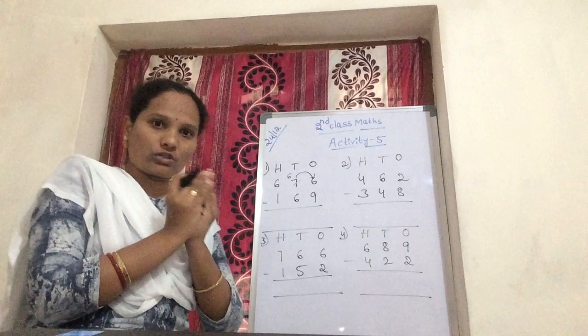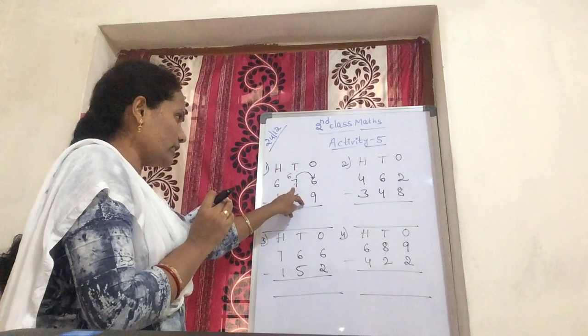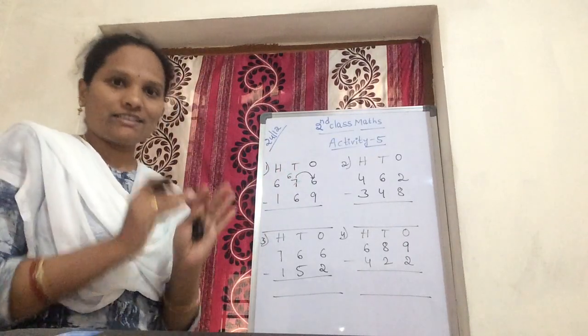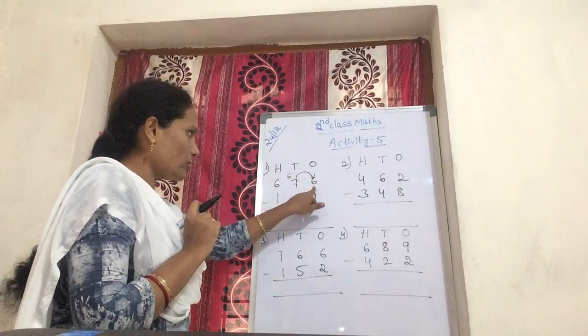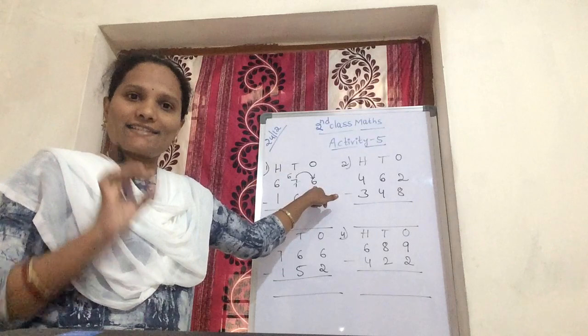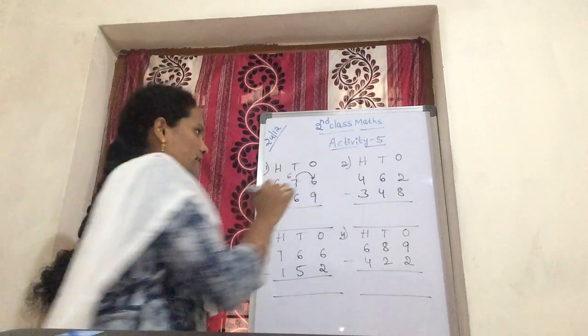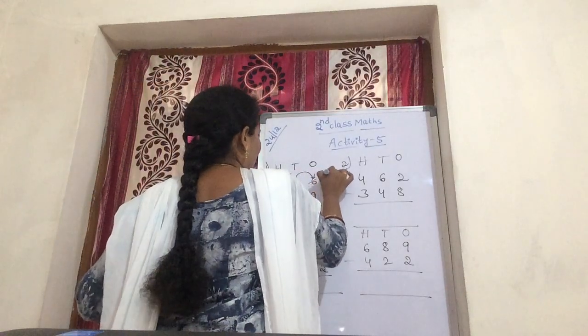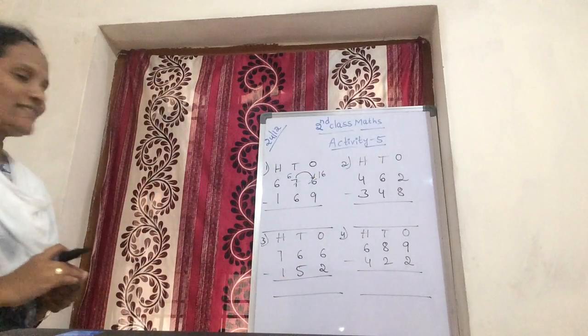Okay. Now how much borrowing are you taking, Amma? 10 borrowing from the tens. Now here already 6 is there. Now 10 plus 6 you get 16.